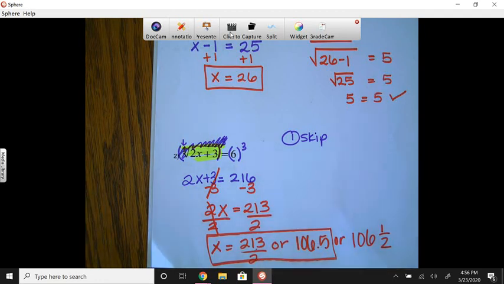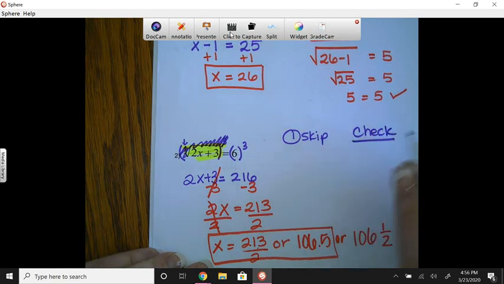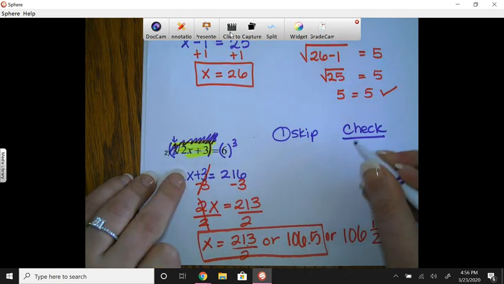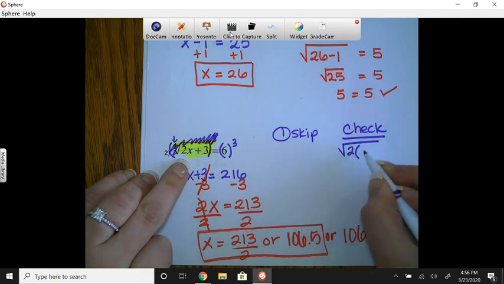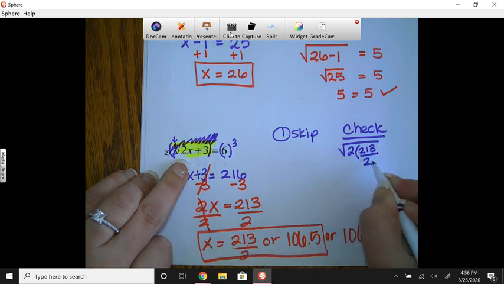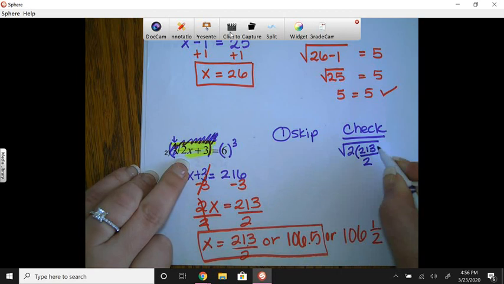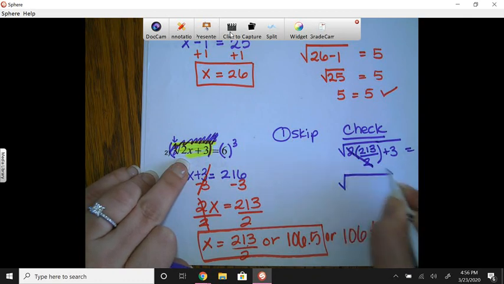And then again, we have to check our answer. It's not optional. We have to with radical equations, just like last chapter with fraction equations. So I'm going to go ahead and plug in the fraction because I see that these will divide out here. I like that happens. And then 213 plus 3 is 216.